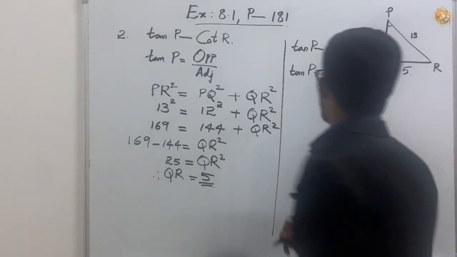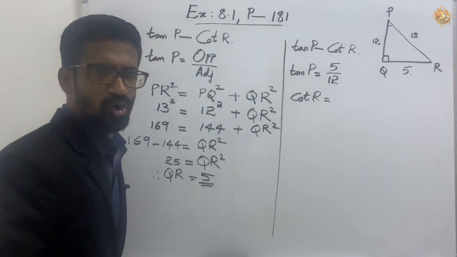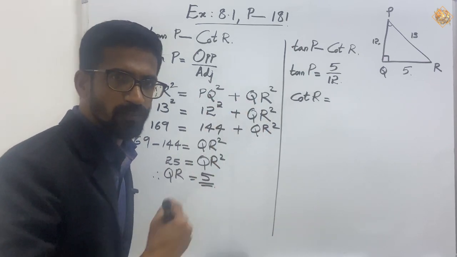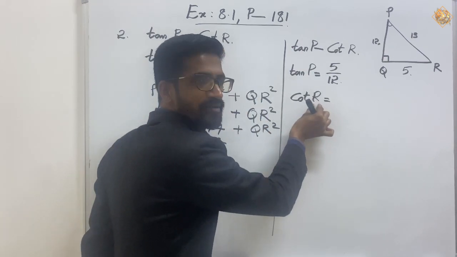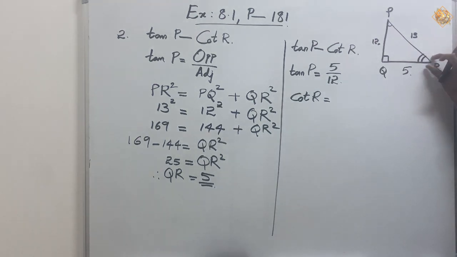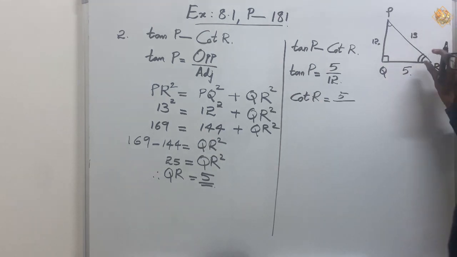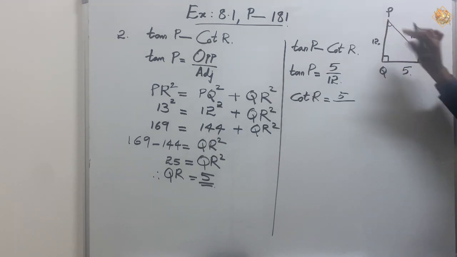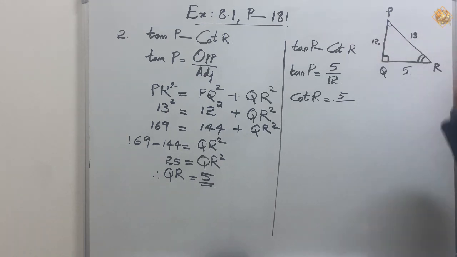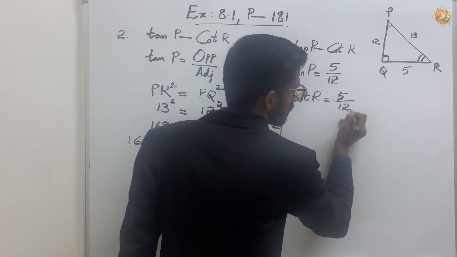Similarly, cot R. By definition, cot is adjacent by opposite. Cot R means we need to focus on this angle. From R, the adjacent side is 5, and the opposite side of angle R is 12. So cot R is 5 by 12.